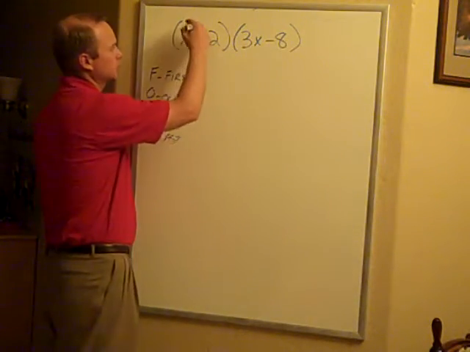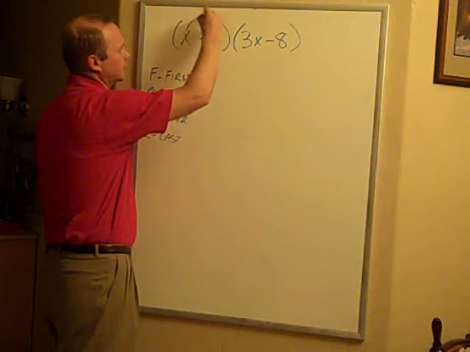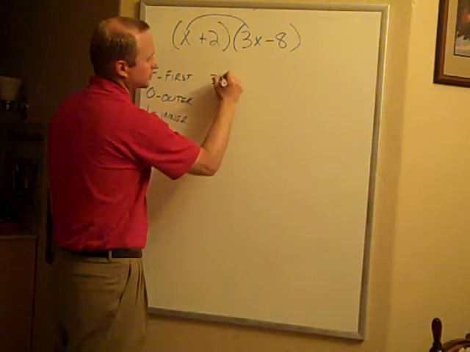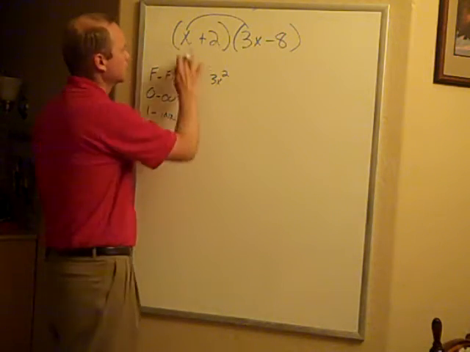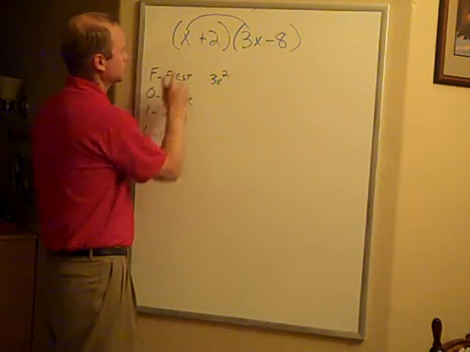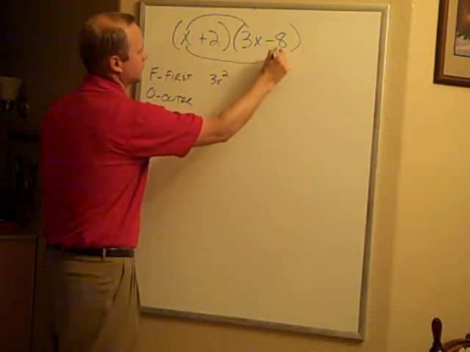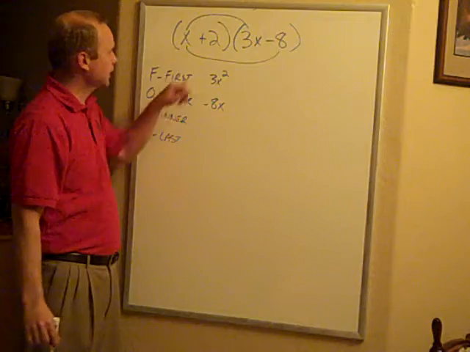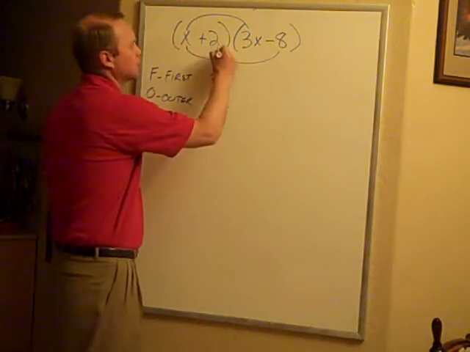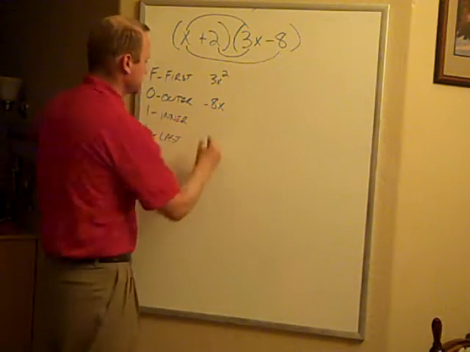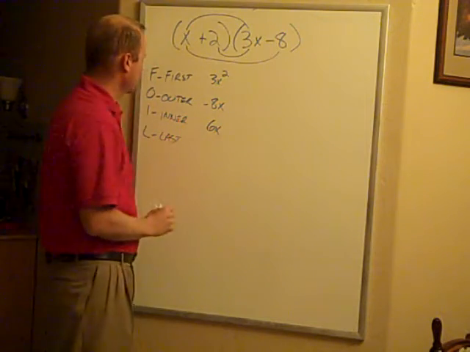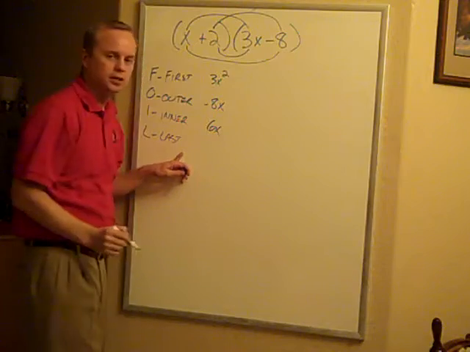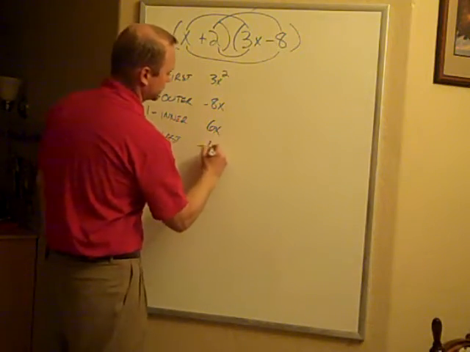So first terms, I'm going to multiply x times 3x. X times 3x gives me 3x squared. Okay. Now we got to do the outside terms. So I'm going to go x times negative 8 gives me negative 8x. The inside terms, 2 times 3 gives me 6x. And then the last terms in each one is 2 times negative 8. 2 times negative 8 gives me negative 16.